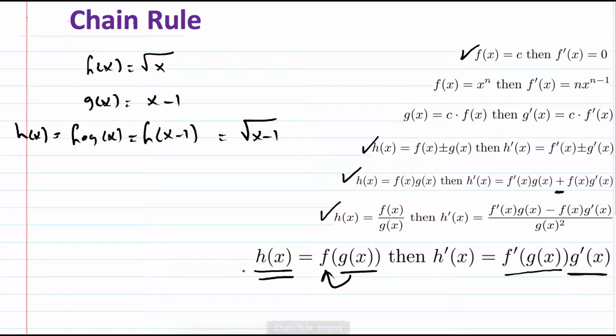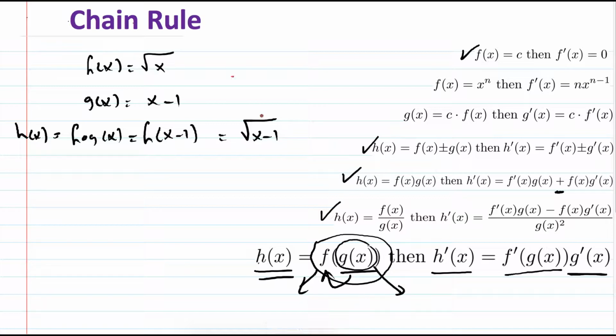Okay? So let's repeat it. We have h of x, it equals f of g of x. It equals a mom function. Inside it, we have a baby function. This is the baby function. This is the mom function. Okay? If you want to find the derivative of h of x, then h prime of x equals the derivative of the mom function, the derivative of this one, multiplied by the derivative of the baby function.